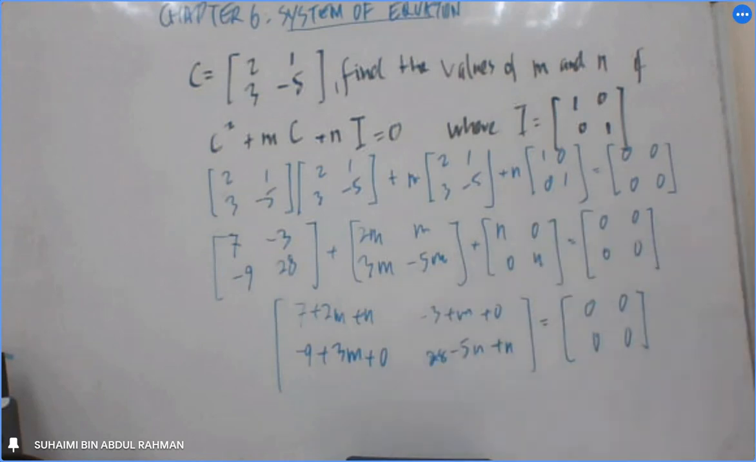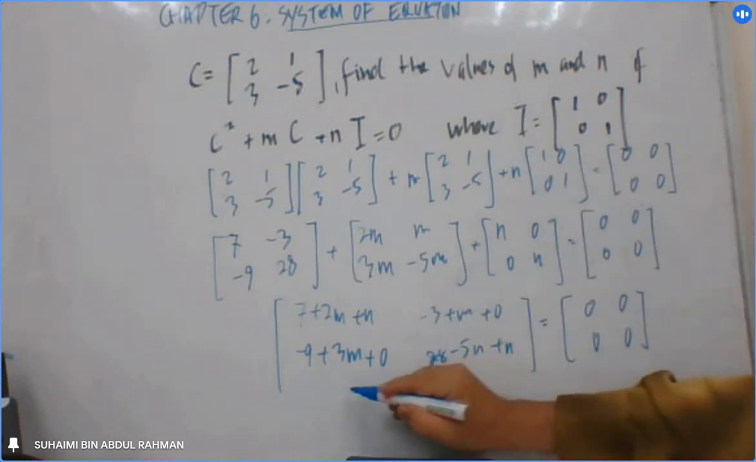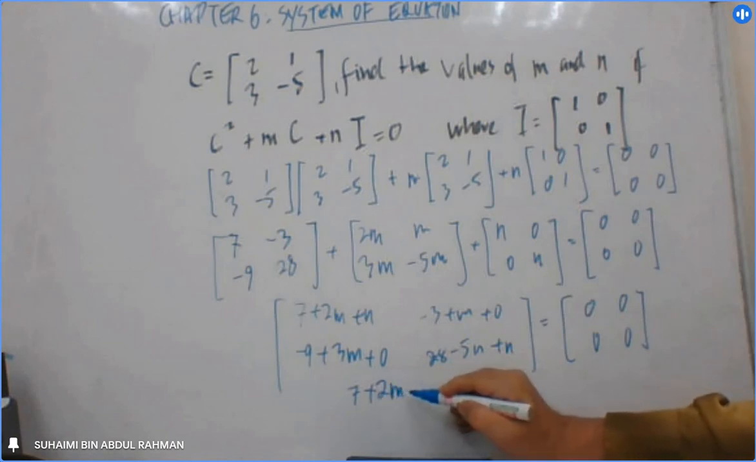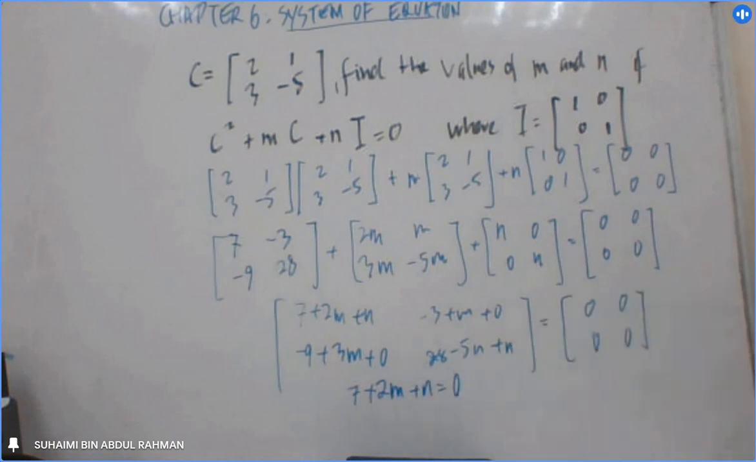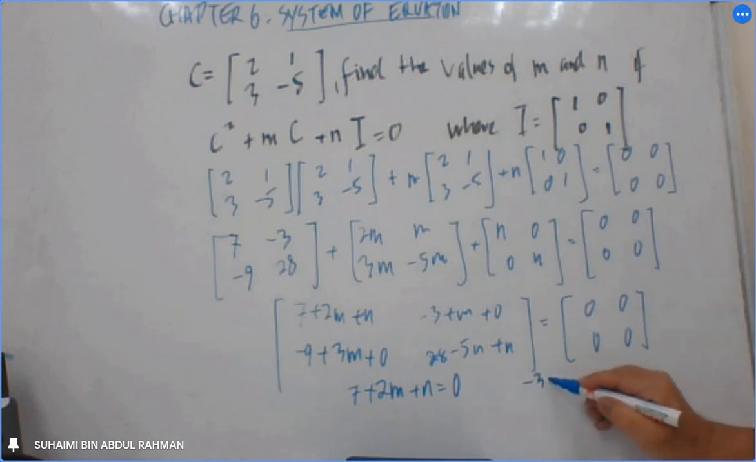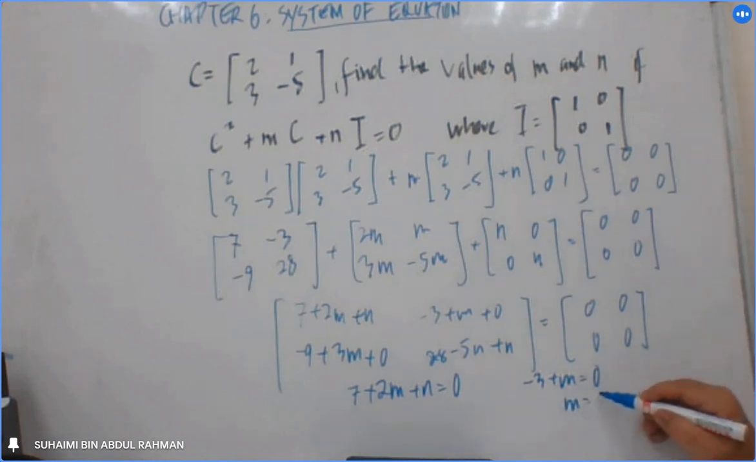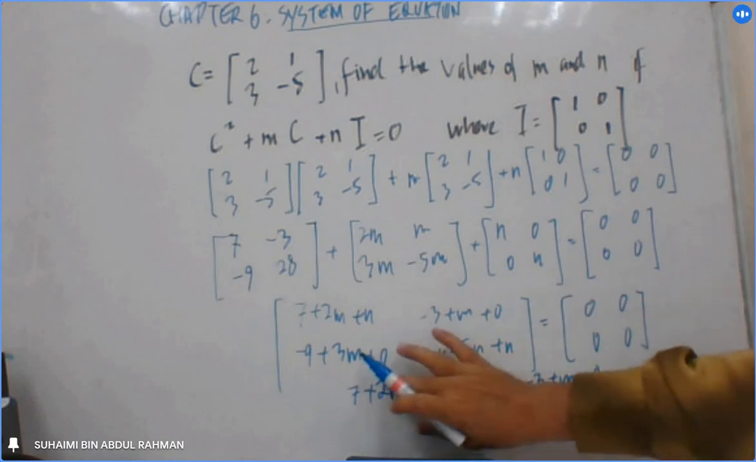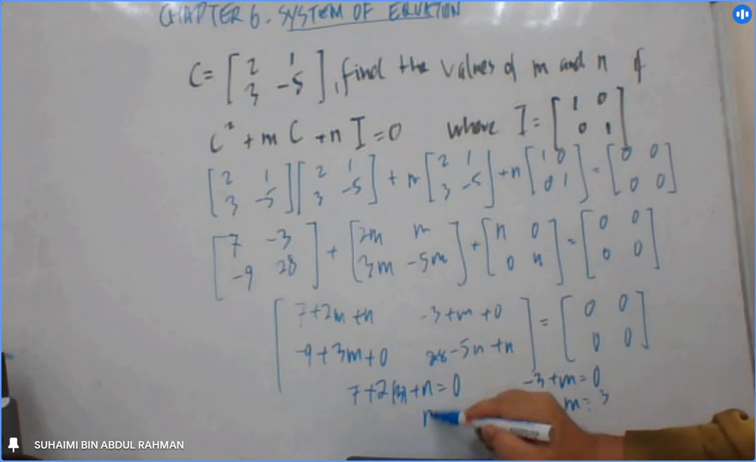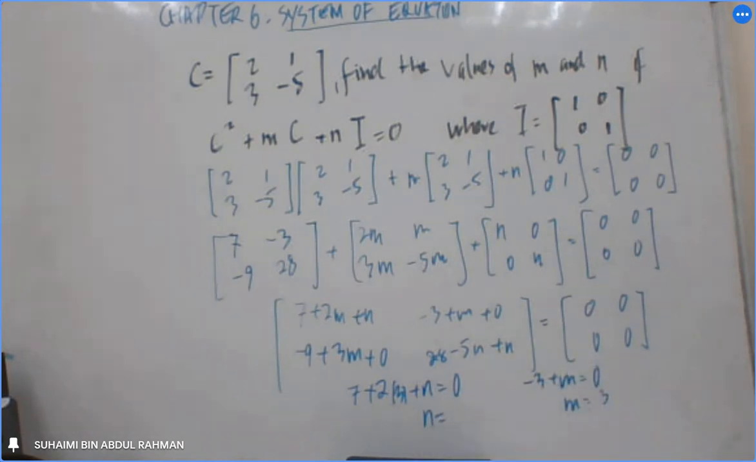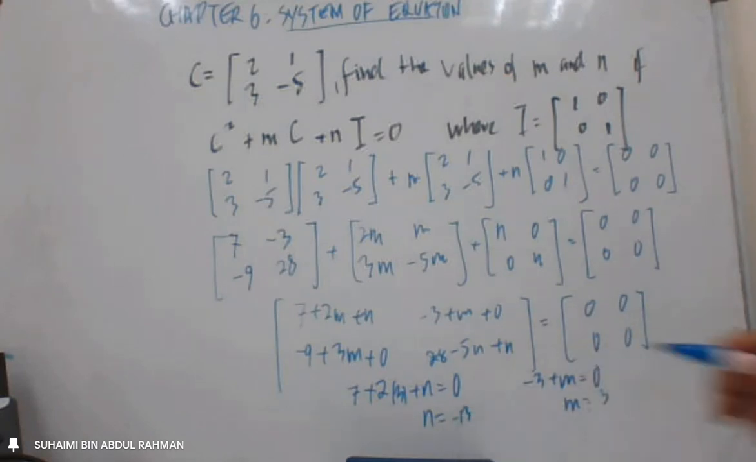So by equality of matrices, we can say that 7 plus 2m plus n equal to 0. And also minus 3 plus m equal to 0. So from here we get m equal to 3. And we can substitute into this equation: when we put 3 here, we get the value of n, minus 13.